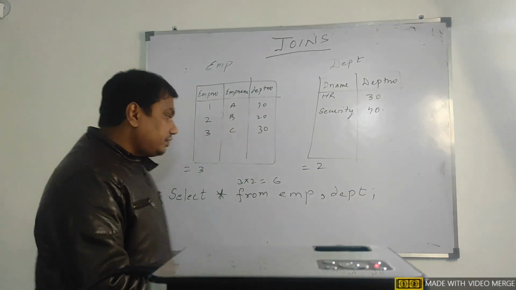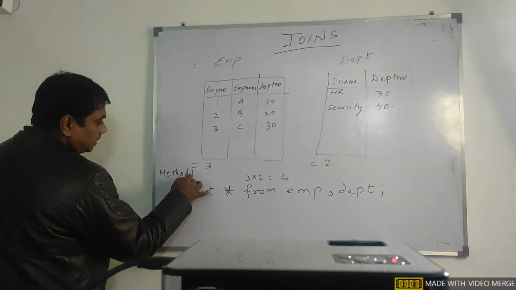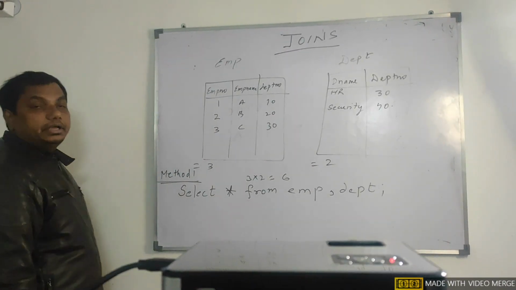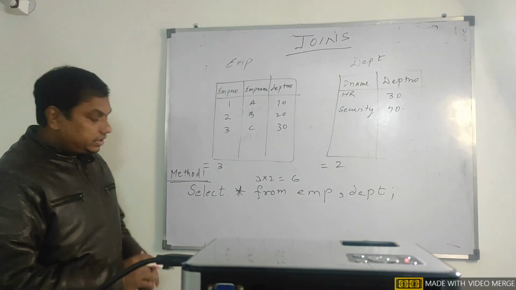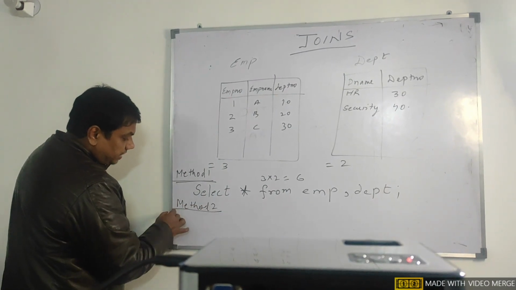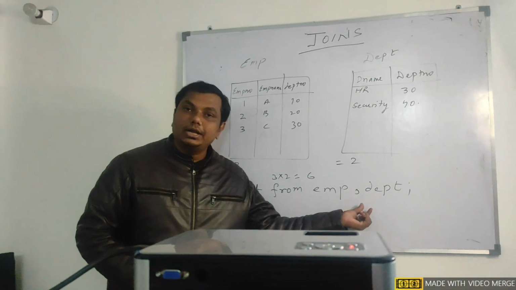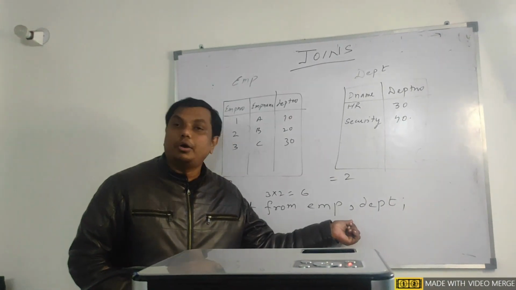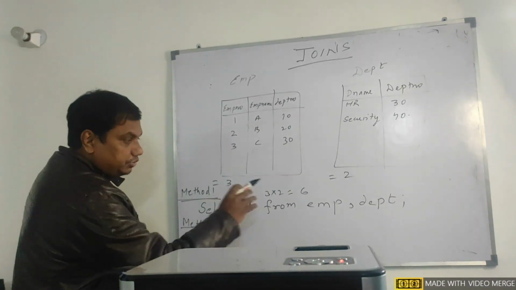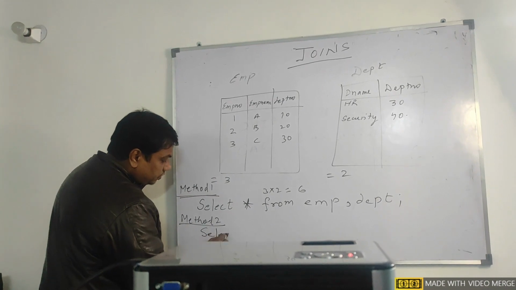Okay. So there is one more method. This is method 1 to write the query of the Cartesian join. So method 2 is what? We will actually write the Cartesian join or cross product instead of the comma. So method 1 is using comma. Now we will learn method 2.